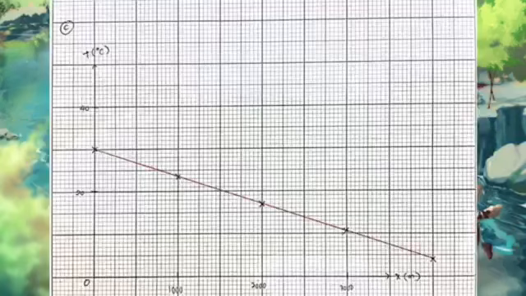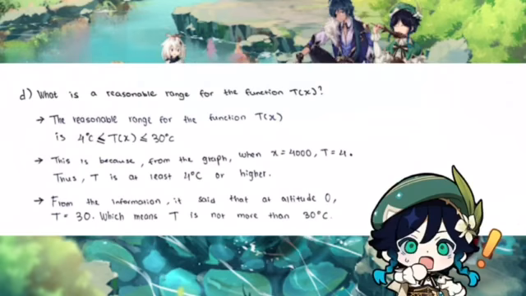For question C, this is the graph that shows the relationship between x and t. For question D, the reasonable range for the function t(x) is more than or equal to 4 degrees Celsius and less than or equal to 30 degrees Celsius.